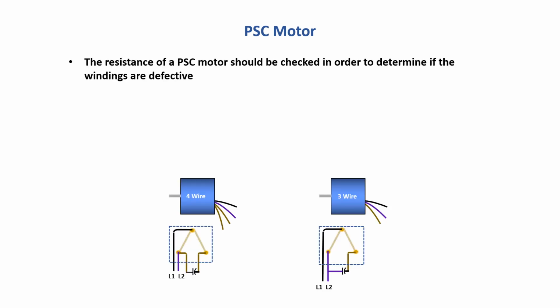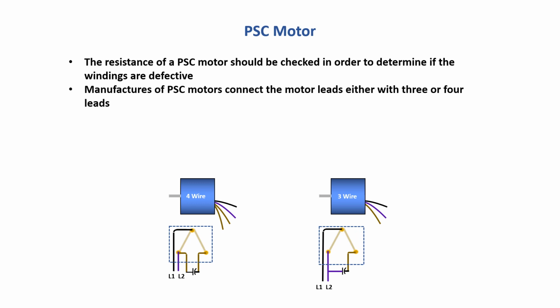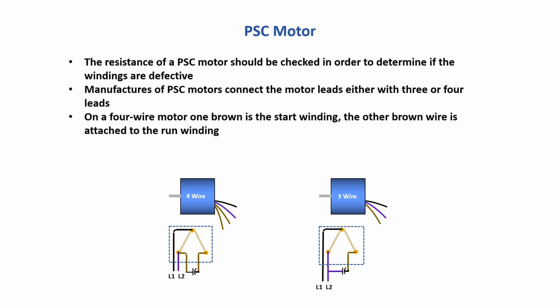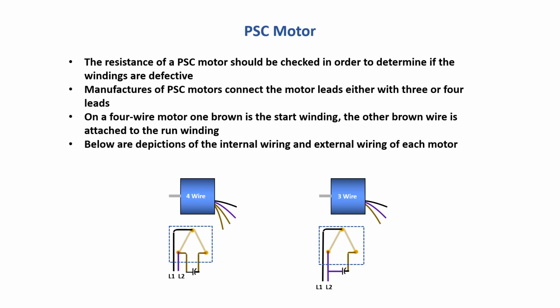The resistance of a PSC motor should be checked in order to determine if the windings are defective. Manufacturers of PSC motors connect the motor leads with either 3 or 4 leads. On a 4-wire motor, one brown wire is the start winding, the other brown wire is attached to the run winding. Below are depictions of the internal wiring and external wiring of each motor.